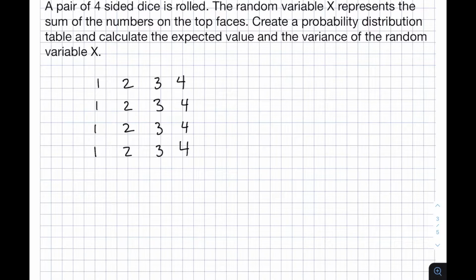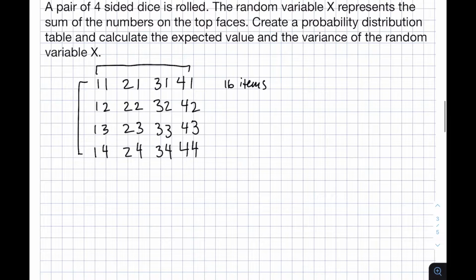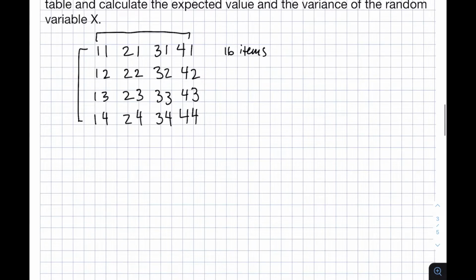And the second die can also be 1, 2, 3, or 4, but it's going to be increasing this way. So this is our entire sample set, and we notice it's a 4 by 4 square, so we have 16 items. Now we can find the probability distribution and the x values.